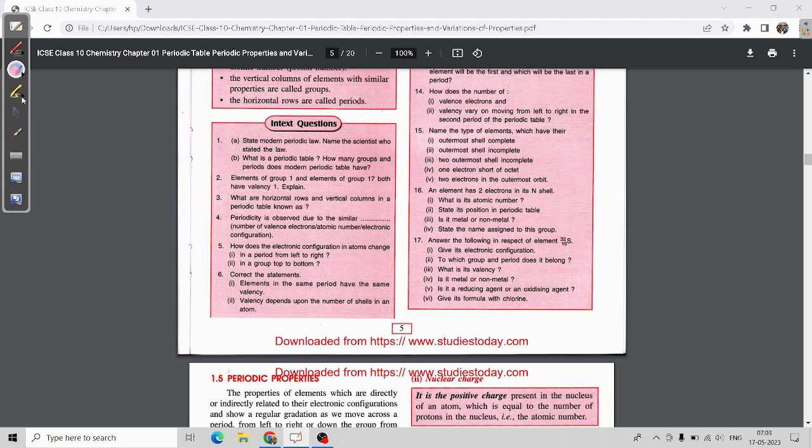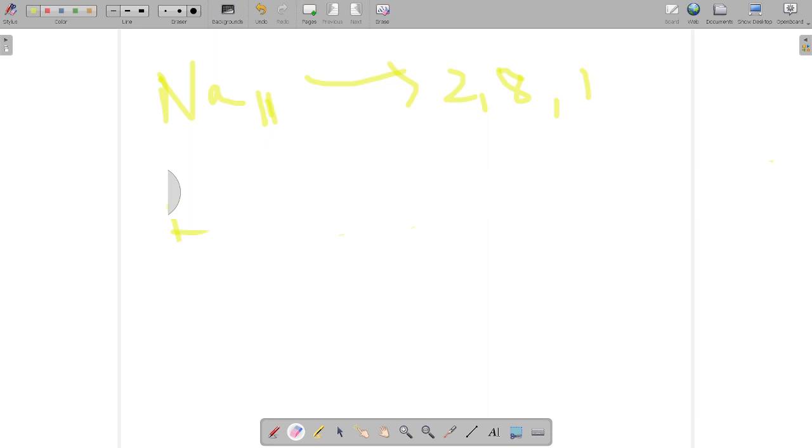Now the second question: the elements of group 1 and the elements of group 17 both have valency 1. Okay, this is a very important question. I will explain this question with the help of a whiteboard, so please pay attention here.